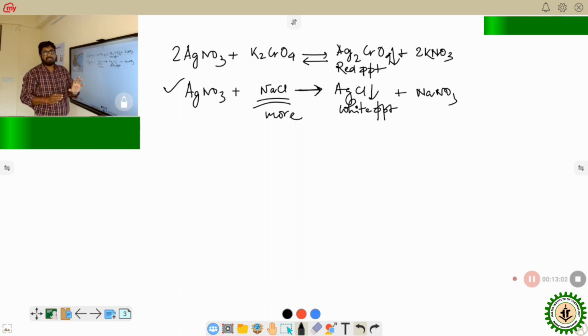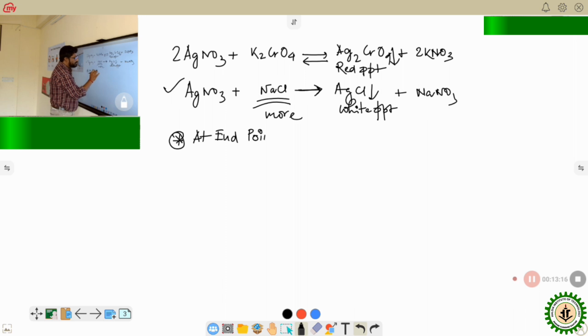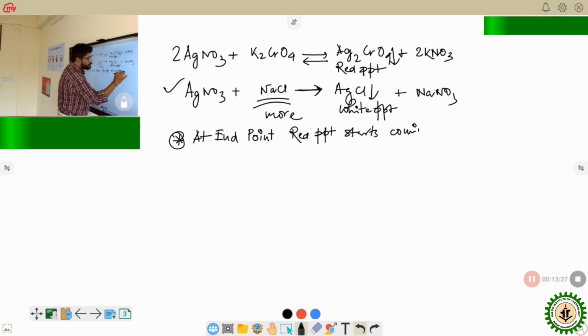So then that's the time when you have to stop your titration, and that's the end point. So that's what you have to remember. What is that? At end point, red precipitate starts coming and it stays.